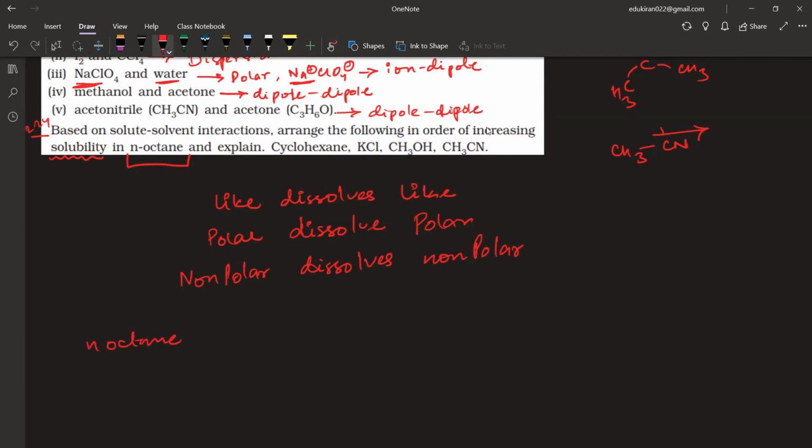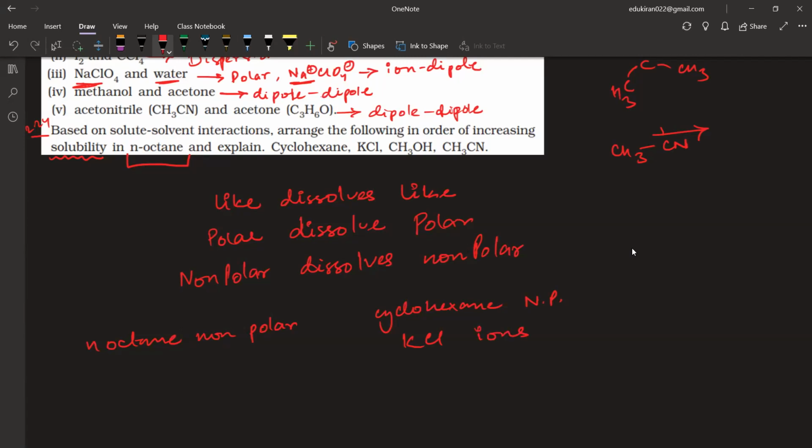Okay, it is the solvent. And N-octane is what? Polar or non-polar? Tell me. एल्केन है तो क्या होगा, non-polar. ठीक है, अब हम लोग फिर क्या करते हैं, देखते हैं। साइक्लोहेक्सेन is what, polar, non-polar? Non-polar. ओके, then KCl, polar.